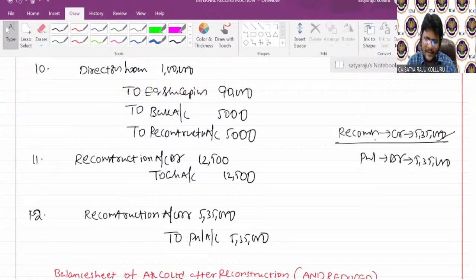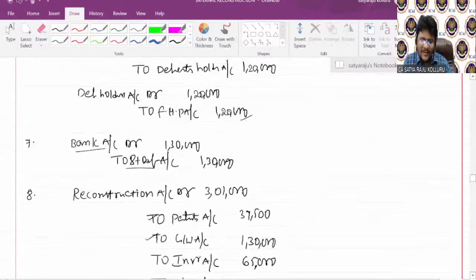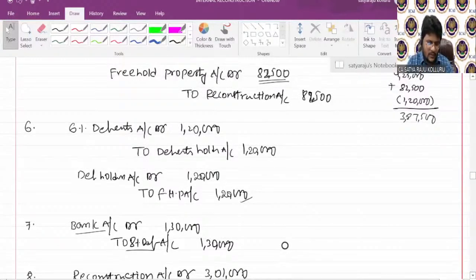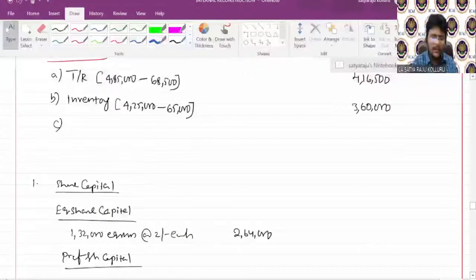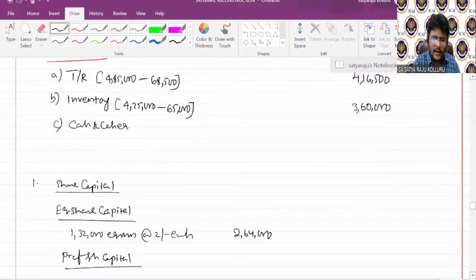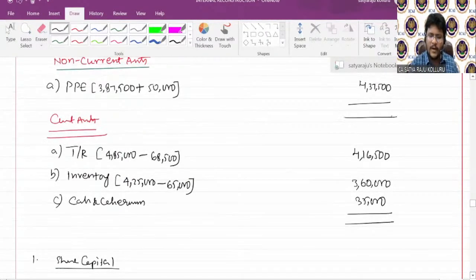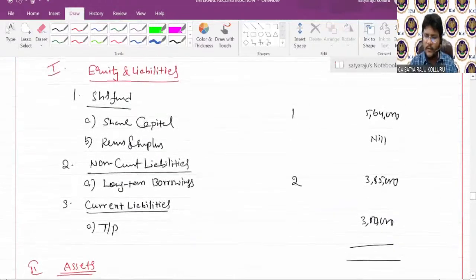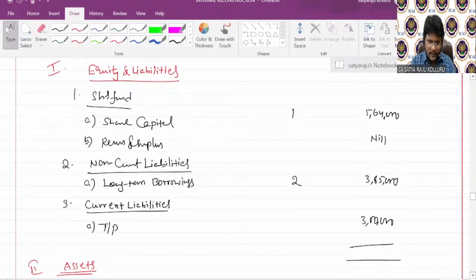Have we considered all items, guys? Somewhere something is missed out. Please let me know. Yeah, this one I missed out. Issue of debentures, plus 1,30,000. So I got 35,000 as the positive cash balance. Are all of you getting positive 35,000 cash, guys? Sir, if it is 35,000 positive cash balance, I should put it here under cash and cash equivalents. So which is 35,000. You can make the total of the liabilities here, and the total of the assets here. So if you check the total of the liabilities, which is 5,64,000 plus 3,85,000 plus 3 lakhs, the total I got is 12,49,000.